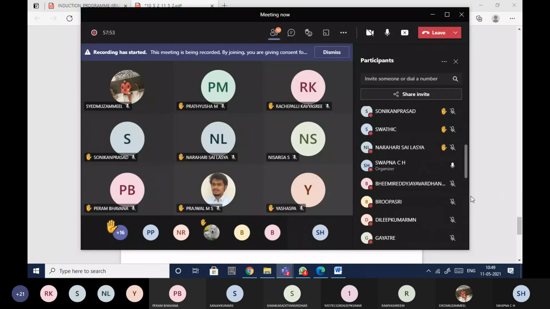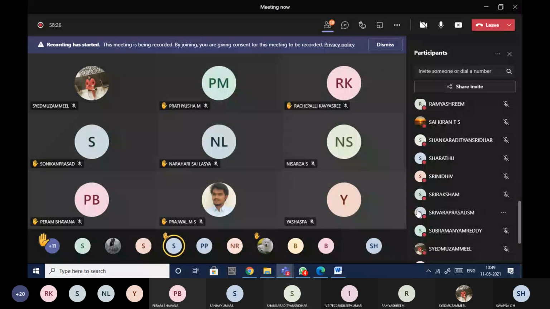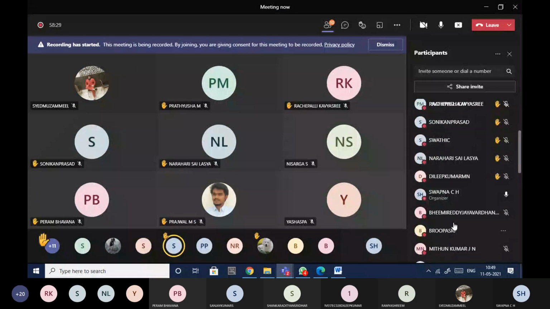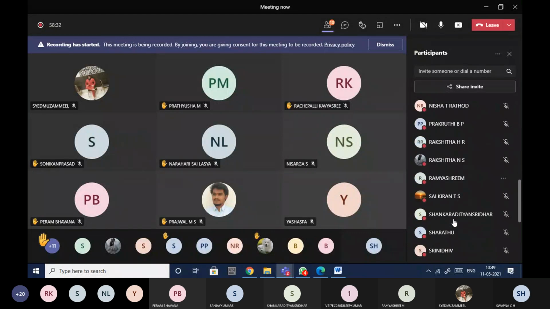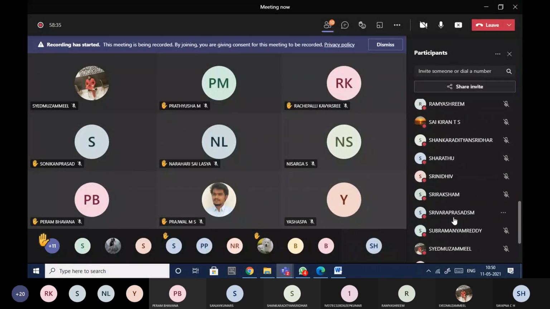Lasya has finished. Srinidhi V. Srinidhi V is there. Dilip Kumar has finished. Srinidhi is there.